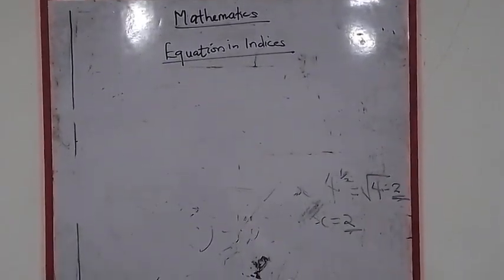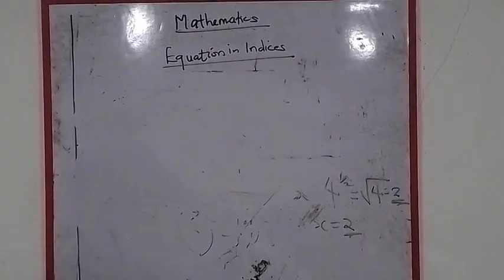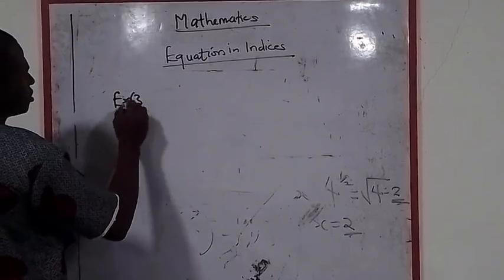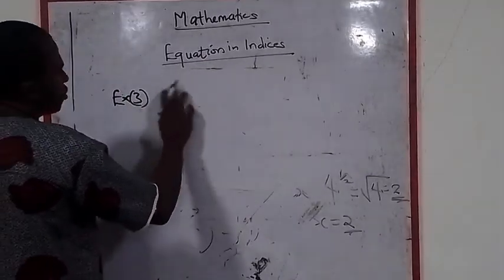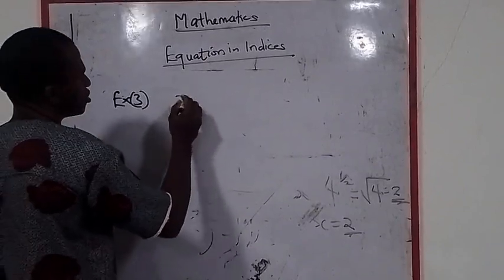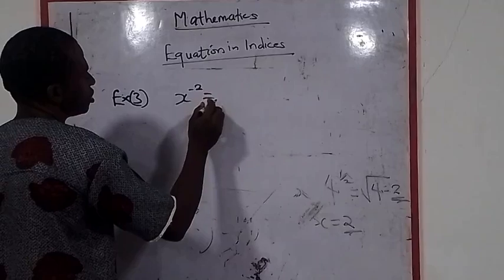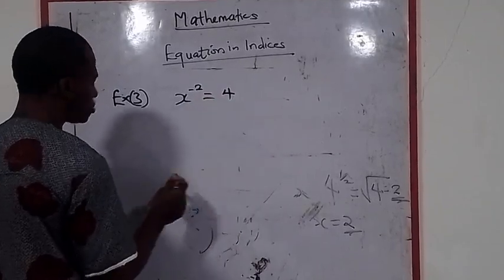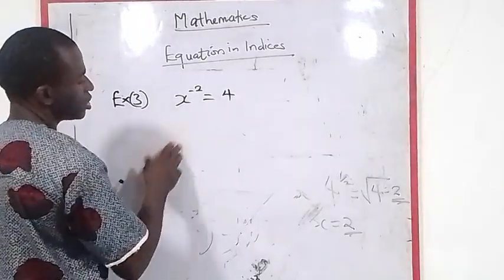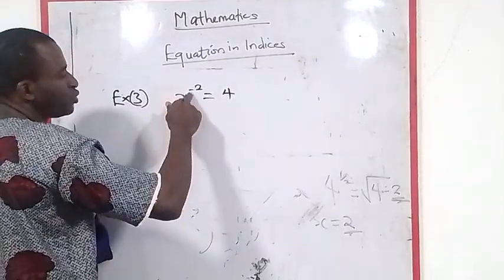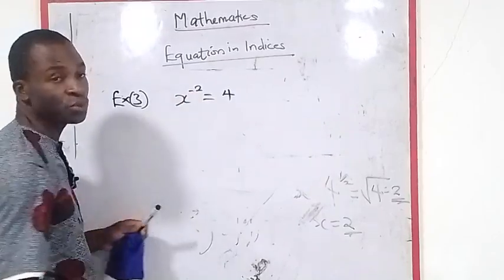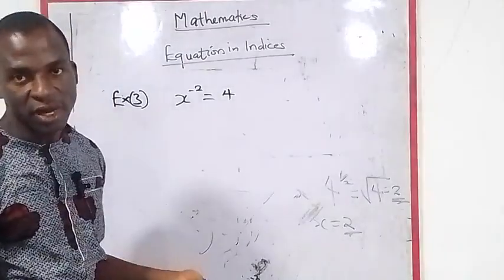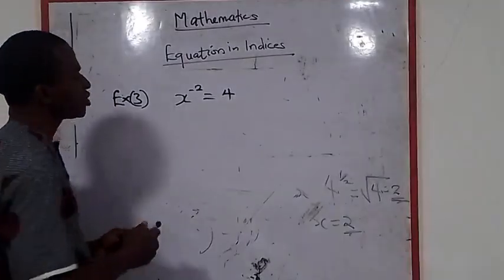Other examples we are going to do here are example 3, for instance. I will give you other questions like, okay, let me see, x raised to power minus 2 is equal to 4. All you just need to do is that, in this case, we look for how to remove this minus sign and also how to remove the 2. So it's just the inverse like we did earlier in the previous calculation.